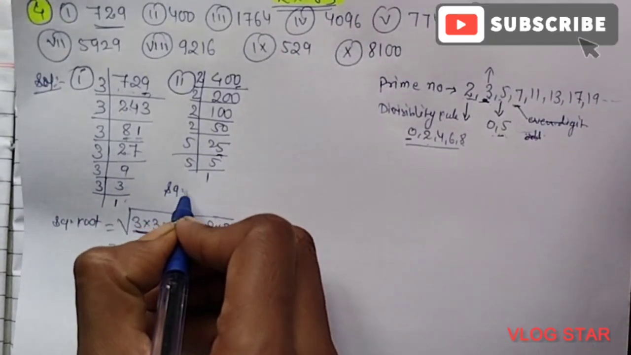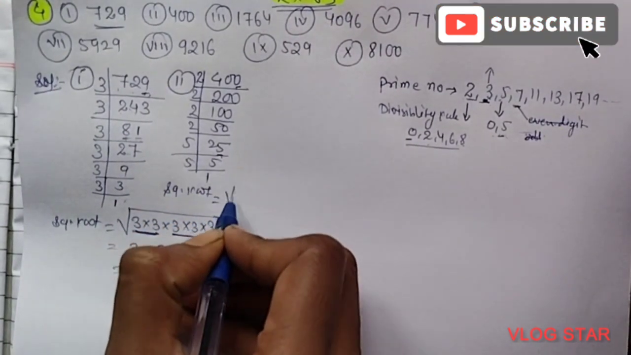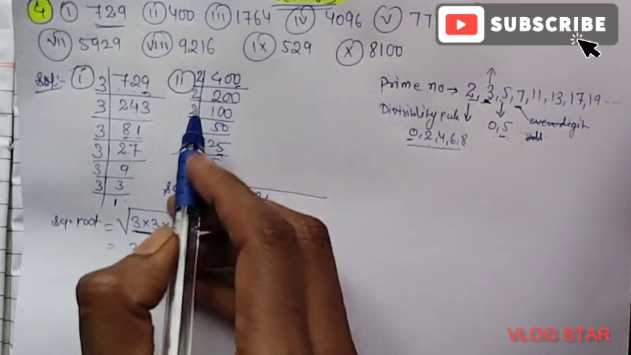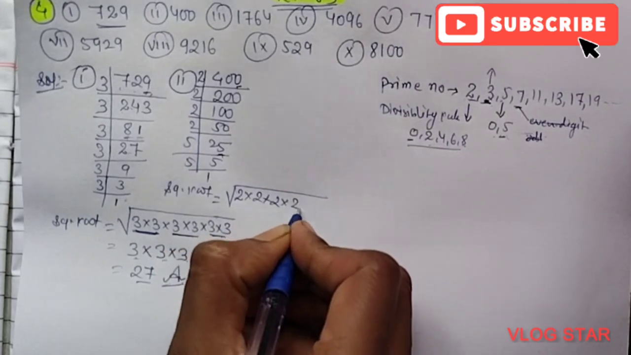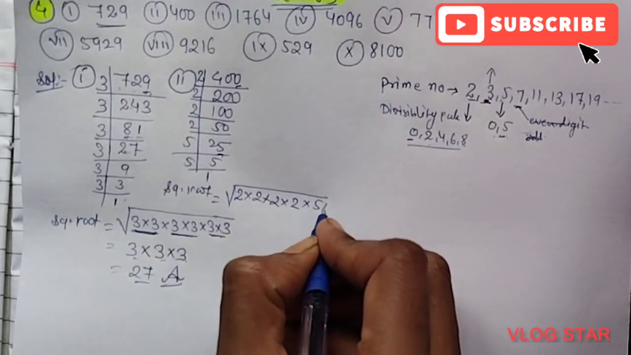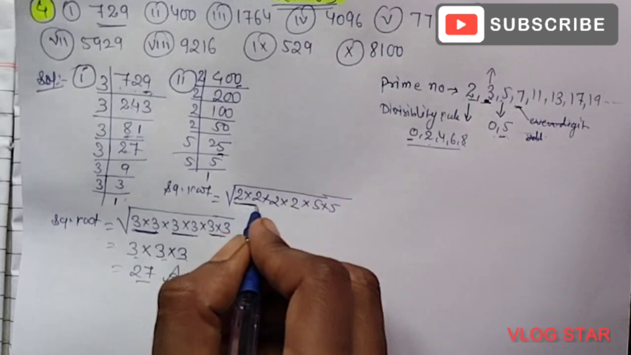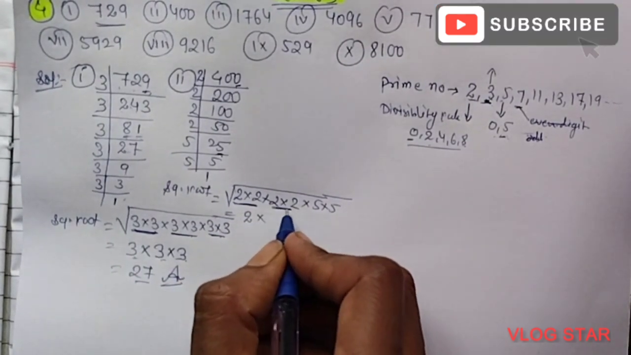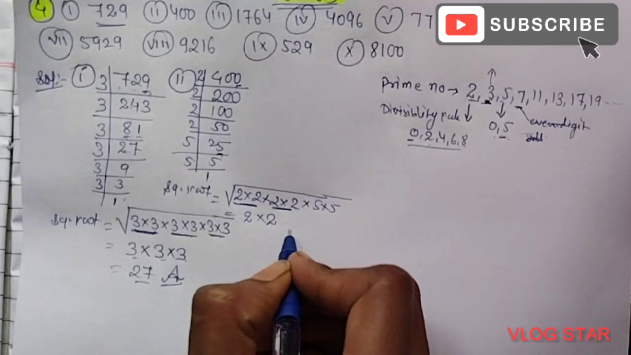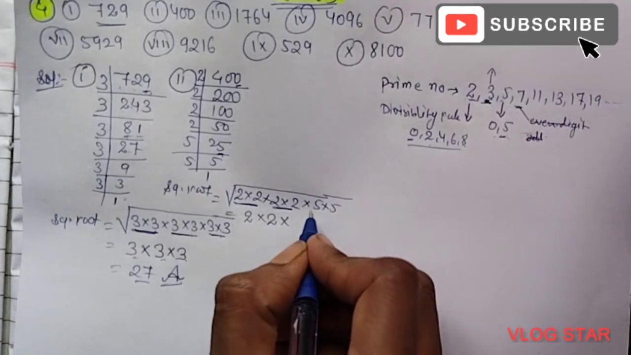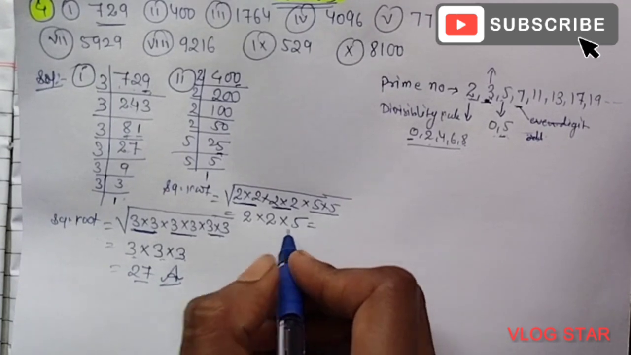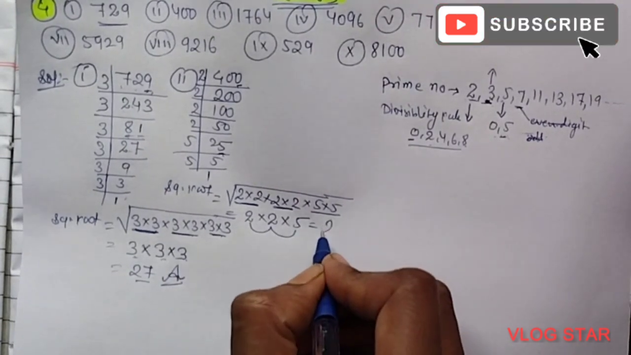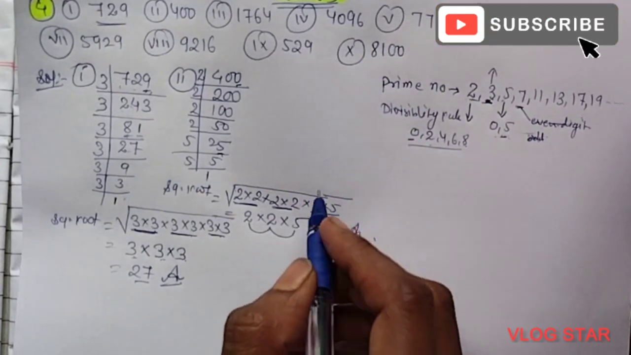Then what will the square root be? Write all these: 2 into 2 into 2 into 2 into 5 into 5. There is a pair of 2, so one 2 comes outside. There is again a pair of 2, write one 2. Again a pair of 5, write one 5. Now multiply: 2 times 2 is 4, 4 times 5 is 20. So 20 is the square root of 400.